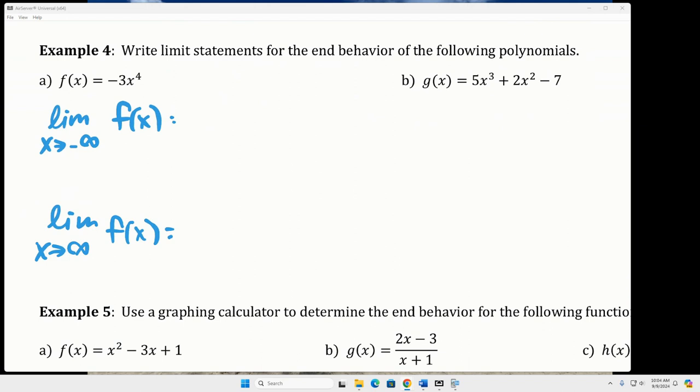So I'm still going to start on the right side. On the right side, because that's a negative 3, I am going to go to negative infinity. And then the left side, because it's an even degree, I'm also going to go to negative infinity.